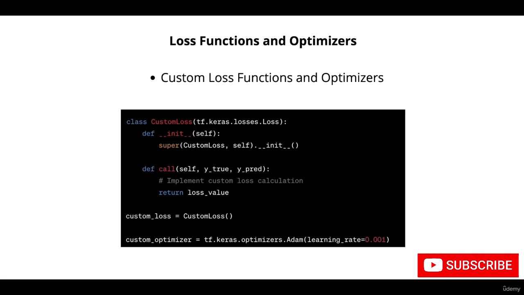Loss functions quantify the discrepancy between predicted and actual values, guiding the optimization process during training. Optimizers adjust the model's parameters to minimize the loss, improving the model's performance over time. By understanding different loss functions and optimizers and selecting the appropriate ones for your task, you can effectively train neural networks and achieve optimal results. Experiment with different combinations of loss functions and optimizers to find the best configuration for your specific problem.